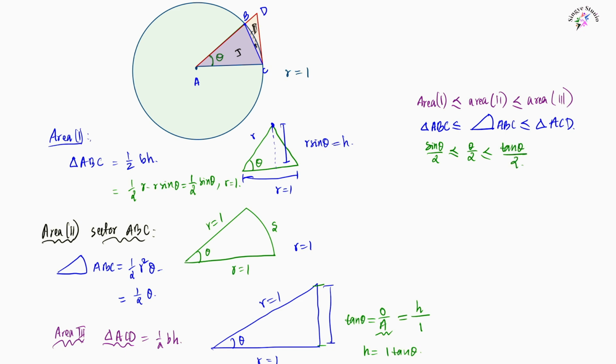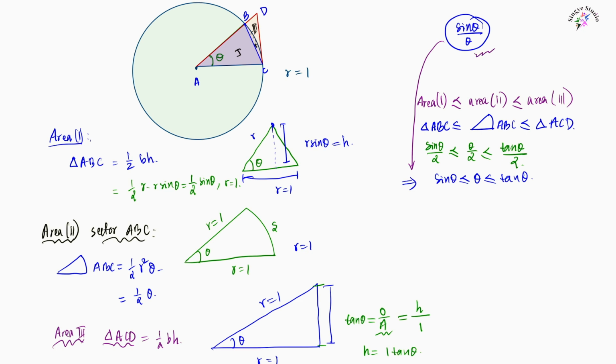Okay, now what happens here is we can get rid of these halves because they are all equal. So getting rid of all the halves, we get sine theta is less than or equal to theta is less than or equal to tangent theta, because our goal is to make something like sine theta over theta. So we have to modify this.